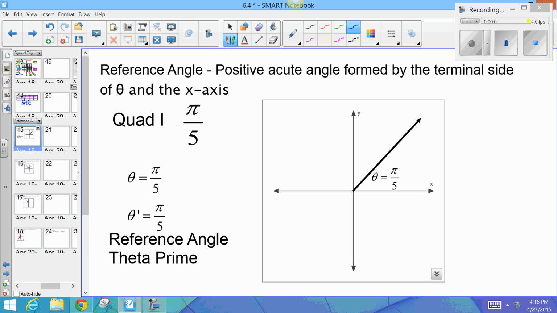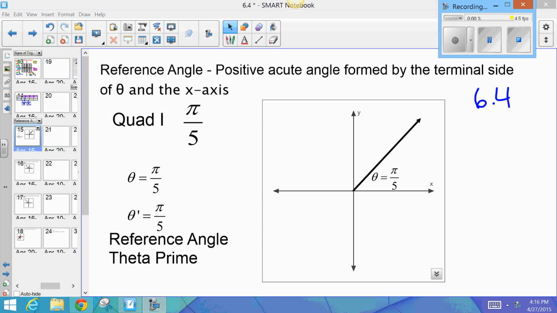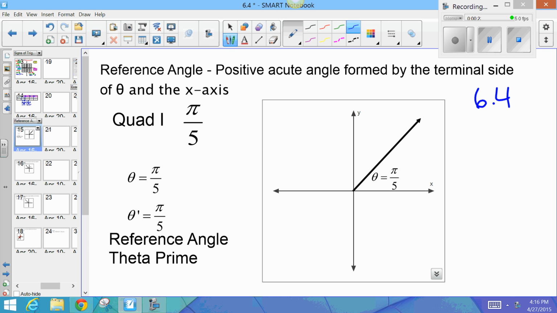This is pre-calculus notes on section 6.4, reference angle. The section is 6.4, reference angle. This lesson is a little bit trickier than some of the previous lessons, and it's really, really important too. So you're going to have to practice this.